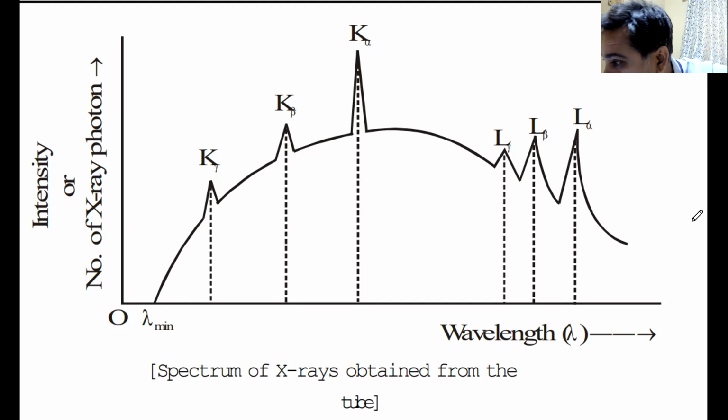K alpha has more X-rays or intensity. Straight away jumped to K alpha because K alpha is the highest. Okay, not bad. Not bad to start. Why is K alpha highest? Energy of alpha. Why is it highest? K alpha.